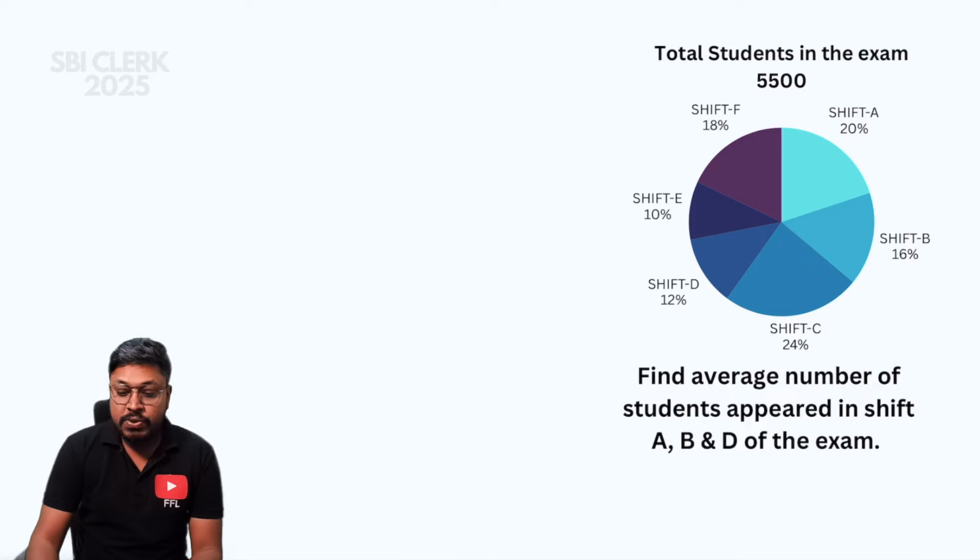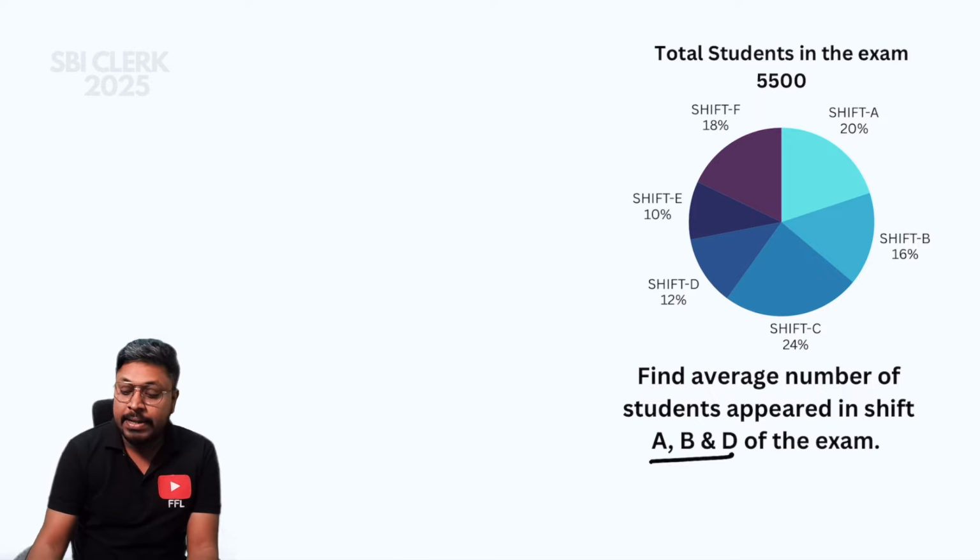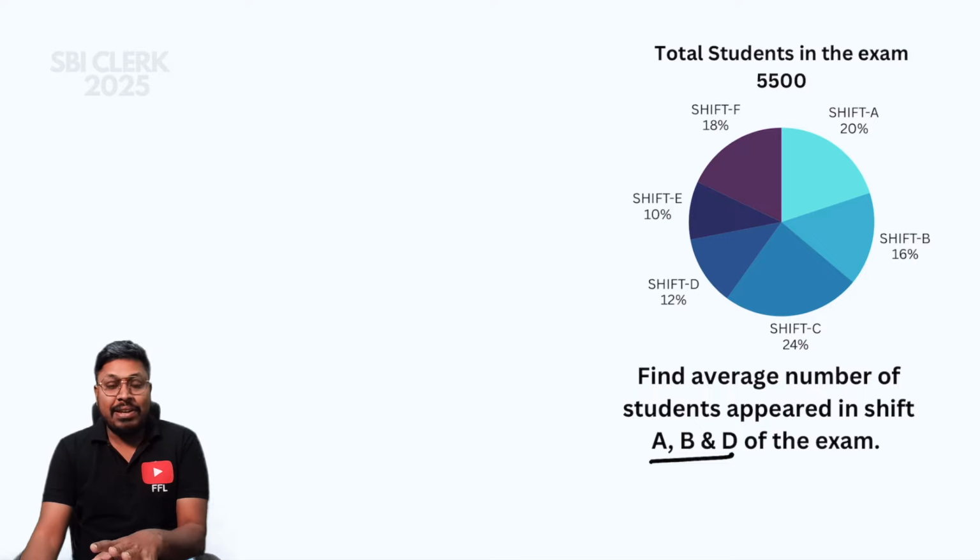So total number of students has been given, which is 5500. The chart values, all the values are in terms of percentages. Now let me move on to the first question. Find the average number of students appeared in shift A, B, D on the exam. So we need to find the average. Just add all the values and divide by 3, and mostly go with mind calculation.